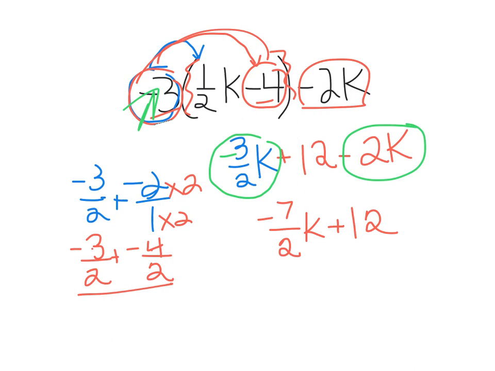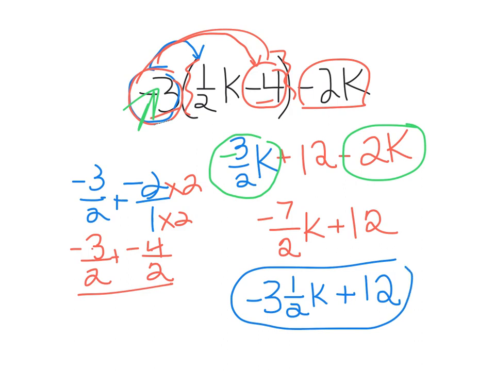And you can simplify this further by turning this into a proper fraction. 2 goes into 7 3 times. That would be 6, with 1 left over, k plus 12. That's kind of sloppy. Let me rewrite that. Okay, so that will be negative 3 and 1/2 k plus 12. So that would be a correct answer. And this would also be the correct answer.